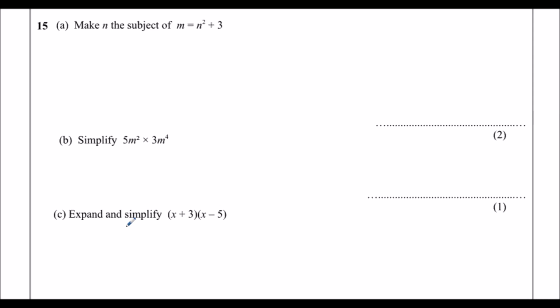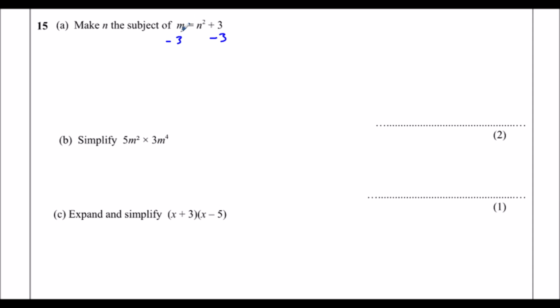Question 15. Make n the subject of m equals n squared plus 3. So we need to get n by itself. So we want to get rid of the plus 3. So we're going to subtract 3 from both sides. So if I take 3 away from the right side, I take 3 away from the left side.